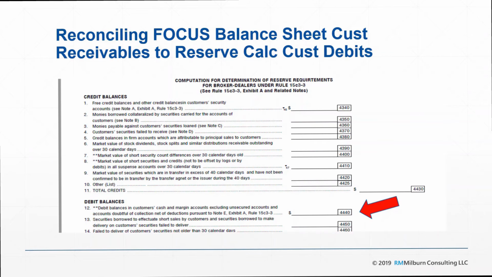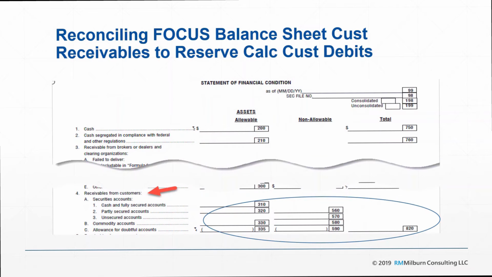These slides show the focus report in at least the 2 pages we're looking at. This particular one here is for the reserve calculation. You can see we are looking at line 4440. We're going to have to reconcile that back to the balance sheet. On the balance sheet, you can see here there are lines 310, 320, 330, 335 as allowable. Non-allowable are the 500 series, and finally the total is 820. In this particular example, we didn't do anything with commodity accounts. The process will be the same.